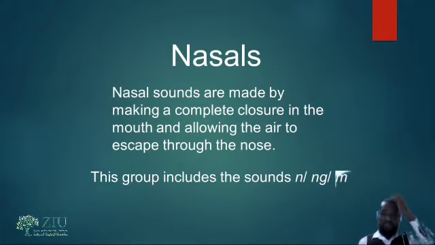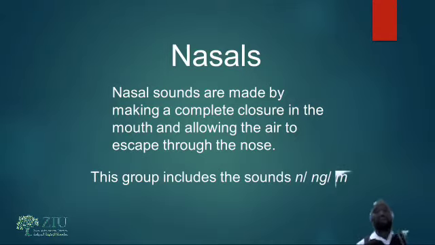So let us continue and talk about another one. It is called nasal. In another accent, American versus British, there are differences in nasals. The nasal sounds are made by making a complete closure in the mouth and allowing the air to escape through the nose. There are three of them: na, na, and ma.